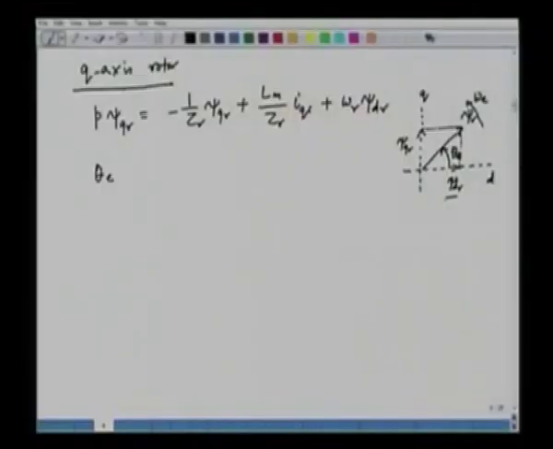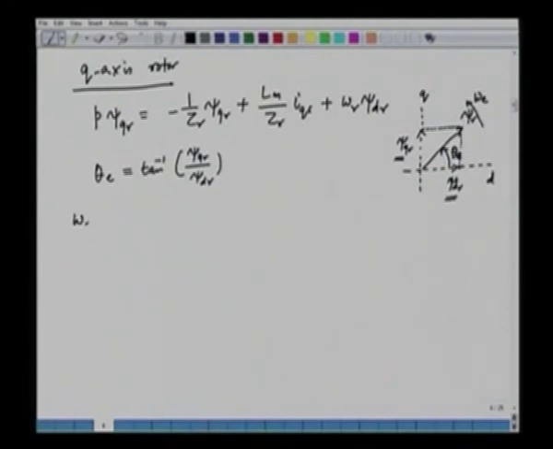Now if we project the rotor flux along the d and q axis respectively, we obtain psi dr and psi qr respectively. So this is our d axis flux, this is the q axis flux, and we are talking about the angle of the rotor flux vector, that is theta e, and that's given as tan inverse of psi qr by psi dr.